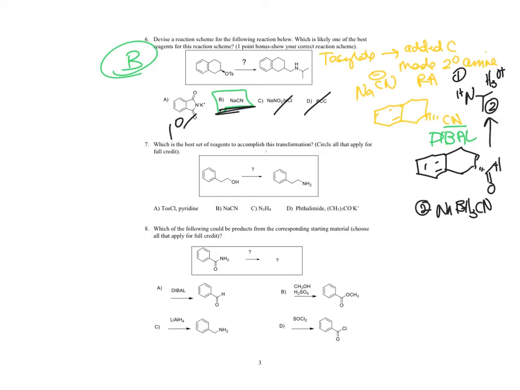Okay, number 7. The best reagents to go from a primary alcohol to a primary amine. And you need all that apply.